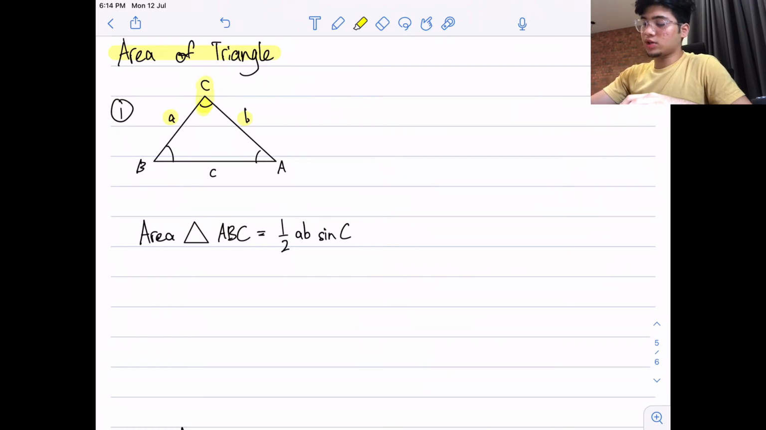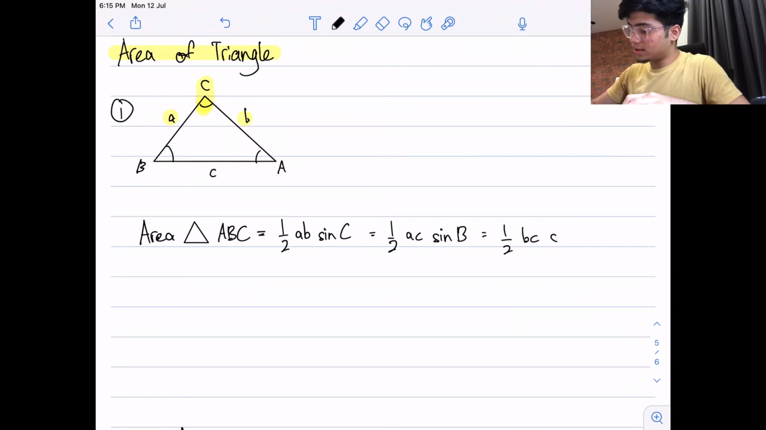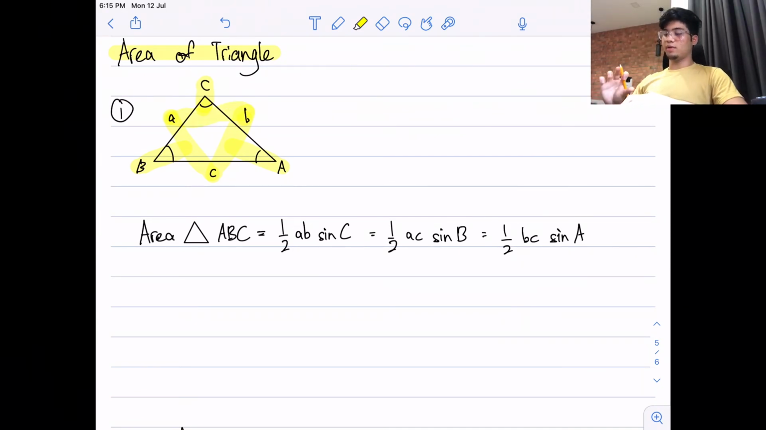So basically, you can actually change this into the form of 1/2 ac sin B instead, or you could even use 1/2 bc sin A. Alright, just remember, if you want to use ac, you've got to use the included angle B. And if you want to do bc, you've got to use the included angle A. For ab, the included angle C. That's an easy way to remember how to use area of triangle ABC. But this is a very straightforward formula, just use it.